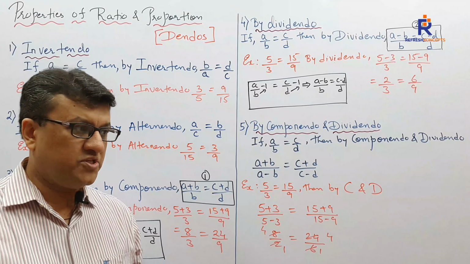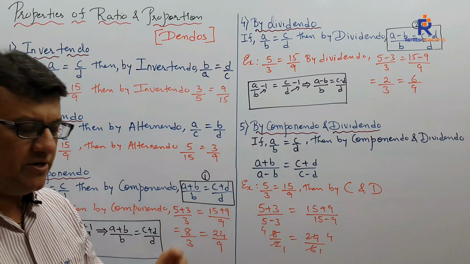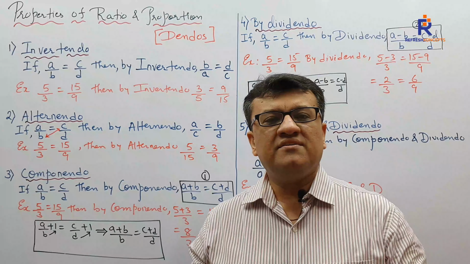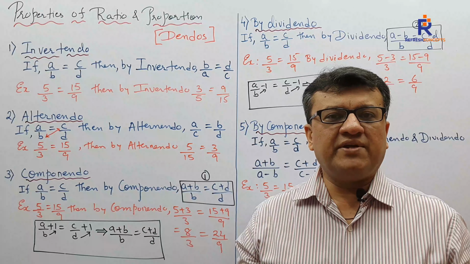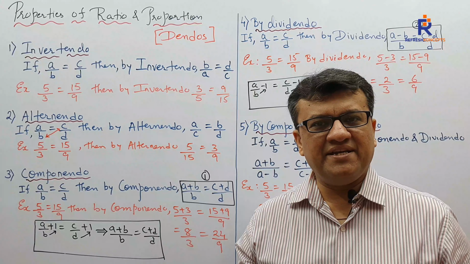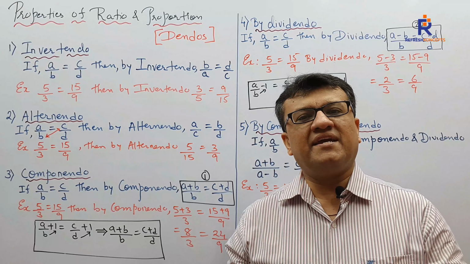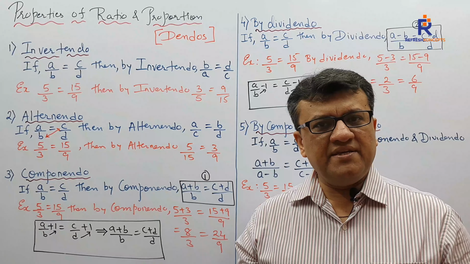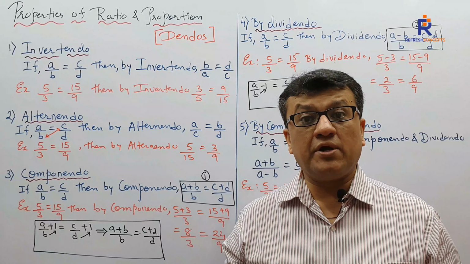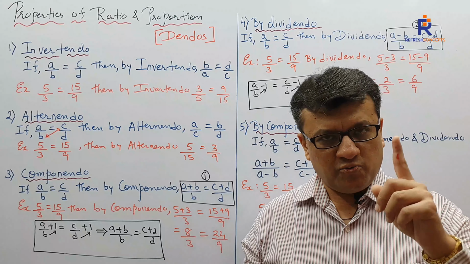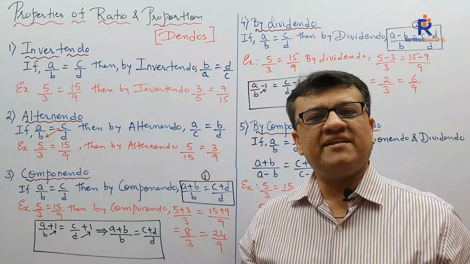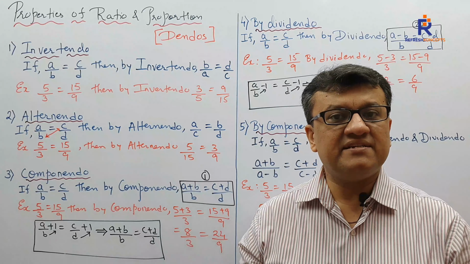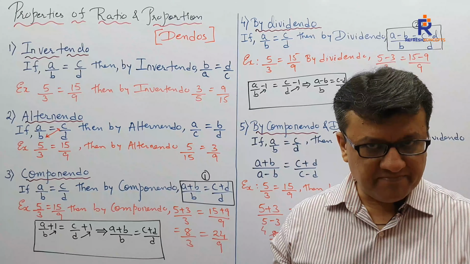Right, children? So this was the last one, by componendo dividendo. A very quick revision of all 5. First, invertendo. If A by B is equal to C by D, then by invertendo, B by A is equal to D by C. Second, alternando. If A by B is equal to C by D, then by alternando, A by C is equal to B by D. One more note, it's not necessary that every time B and C get swapped. Even if you want, you can swap A and D as per the condition in the problem.